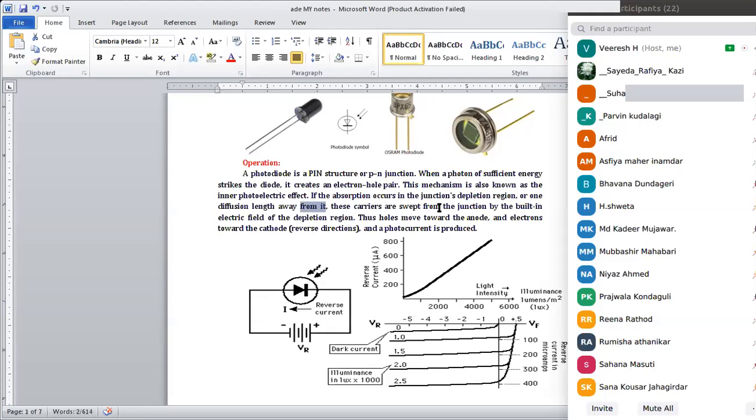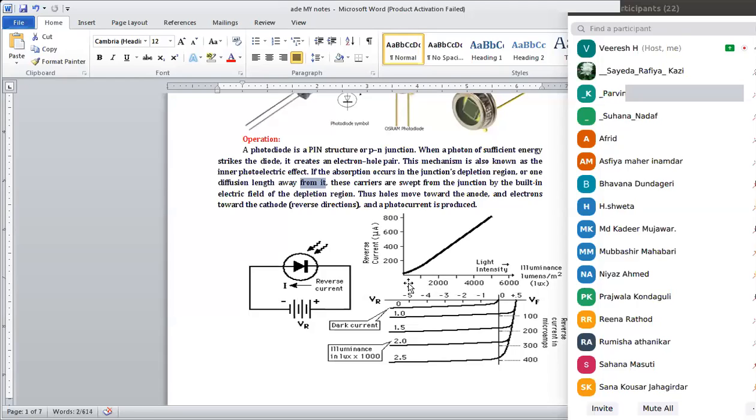So going out from the junction is nothing but the holes are moving towards the anode and the electrons are moving towards the cathode in a reverse direction. They are not going along the same linear line. Their direction is going to be opposite. So that is why this diode is going to generate a reverse current, and that too depending upon the lux, or we call it illuminance. Illuminance is the intensity of the light.